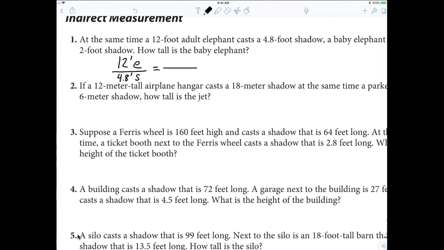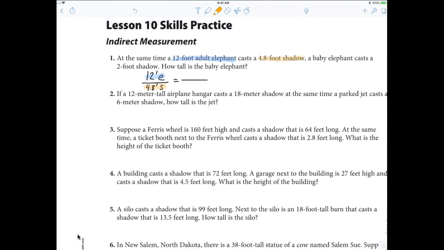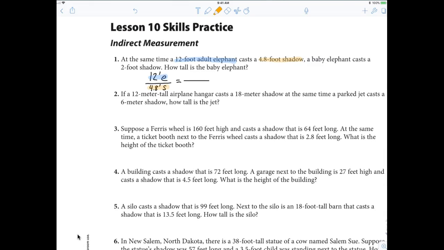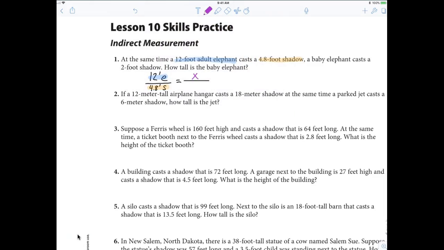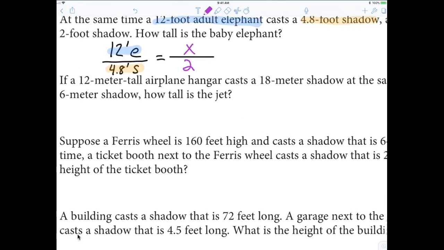Just to make sure you're hearing me, the 12-foot elephant is on the top. Then I put the 4.8-foot shadow on the bottom. Now, what goes on the top? On the top goes X. The top is the size of the elephant. But do we know the size of the elephant? No. So he is absolutely correct, we would put an X on the top. Now it says a 4.8-foot shadow, so that has to go on the bottom. So there is your proportion.